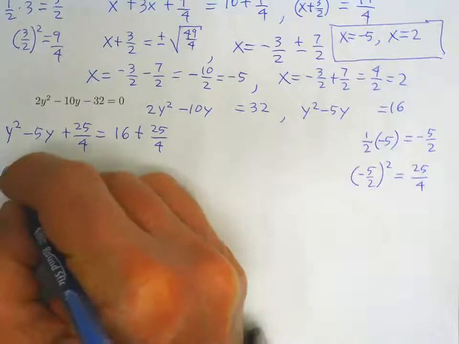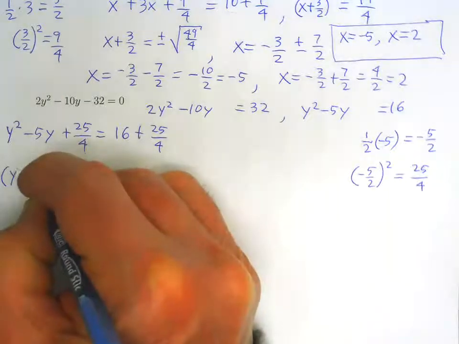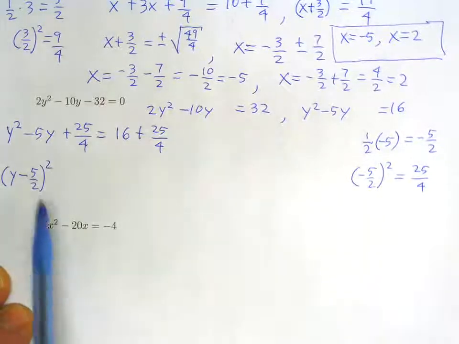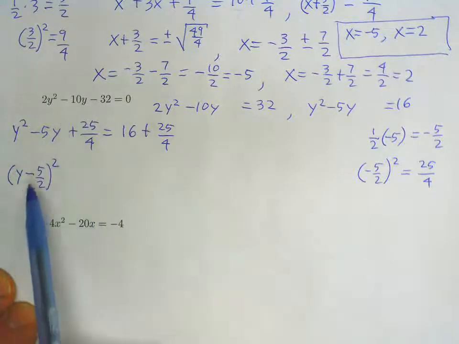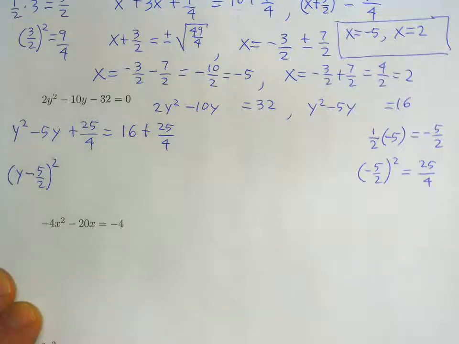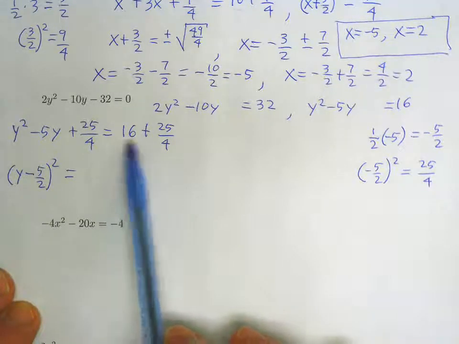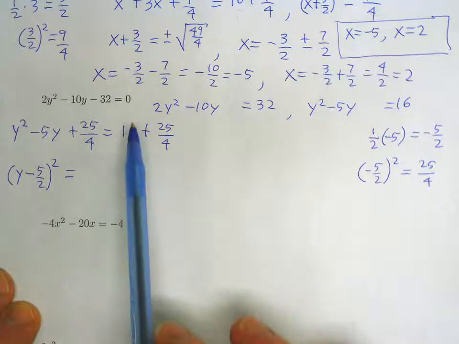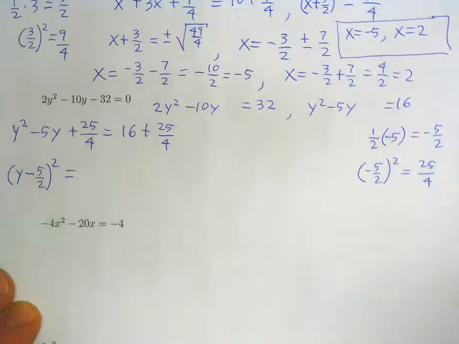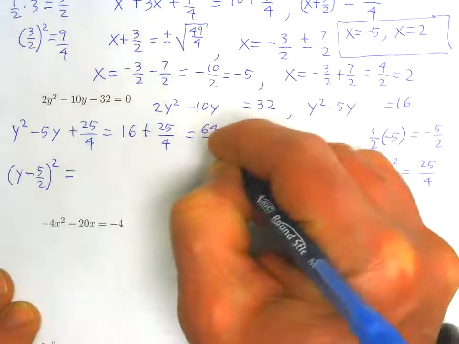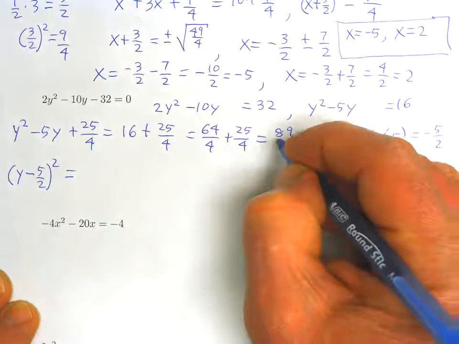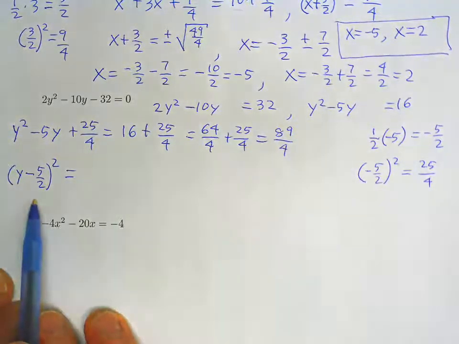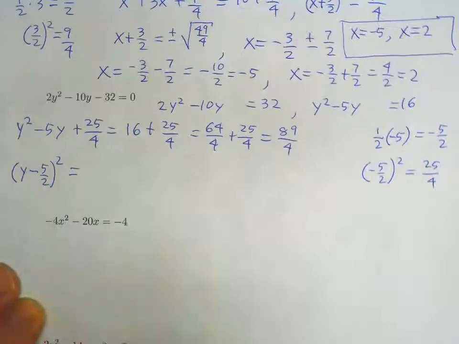So the binomial that it's equal to is y minus 5/2 quantity squared. Note that the minus 5/2 is the same number we got when we took half of -5. And then the right-hand side, you can think of 16 over 1 as 64 over 4, and 64 over 4 plus 25 over 4 is 89/4. So y minus 5/2 quantity squared equals 89/4.